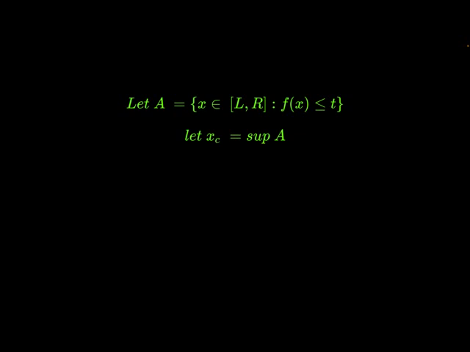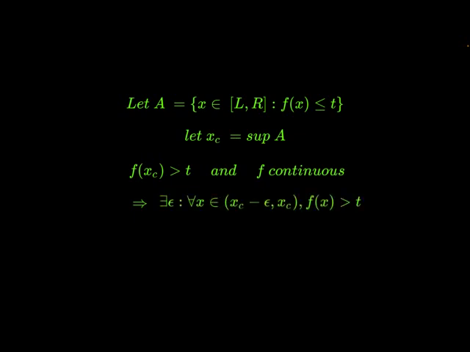We're going to look at possibilities for the value of f of x sub c and see if we aren't left concluding that f of x sub c is in fact t. If we look at the assumption that f of x sub c is greater than t, we have to also remember that the function is continuous. And because it's continuous and f of x sub c is greater than t, there is a neighborhood around x sub c where the function is greater than t.